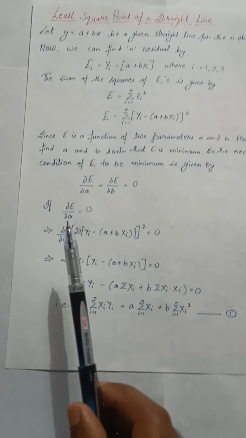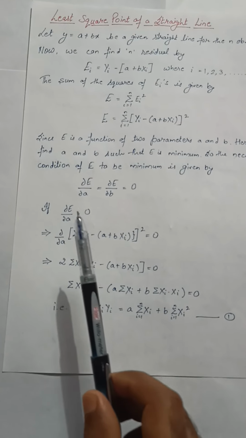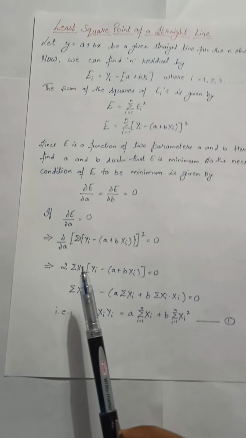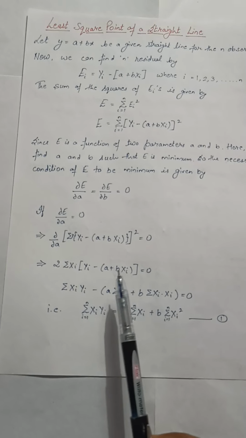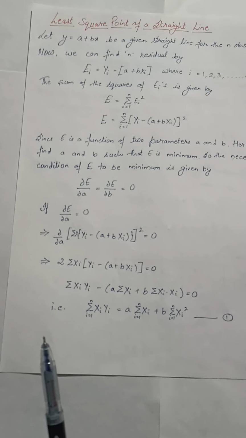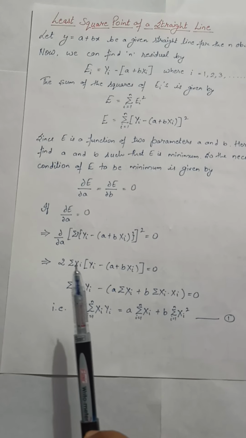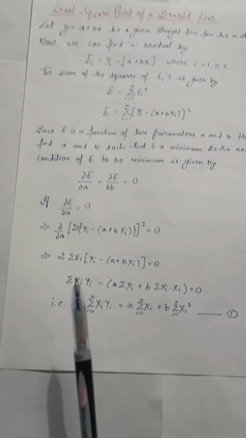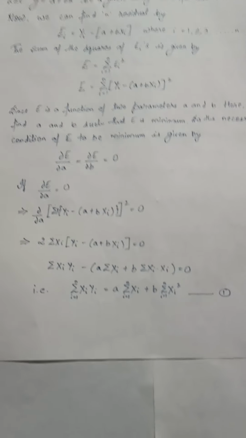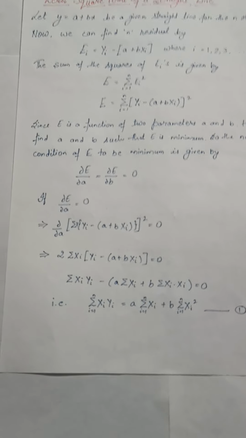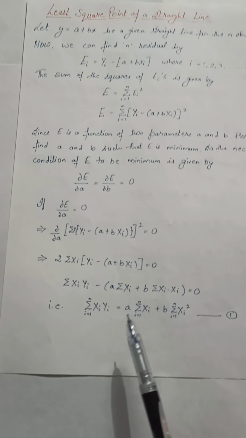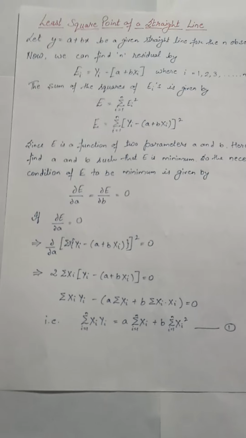First of all, let's differentiate with respect to a. If we differentiate E with respect to a, we are going to get 2 into summation of xi into (yi minus (a plus b xi)). Now if we transpose this to the right hand side and multiply summation xi to both the terms, the equation will become summation of xi yi minus a into summation of xi plus b into summation xi into xi. Now xi into xi will become xi square. So summation of xi yi is equal to a into summation of xi plus b into summation of xi square.